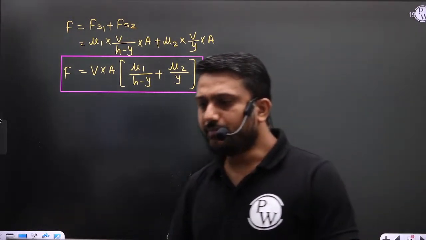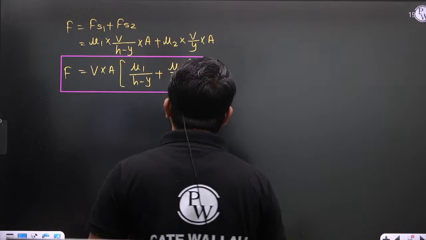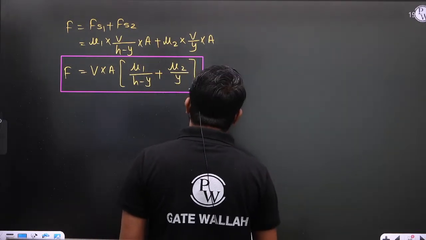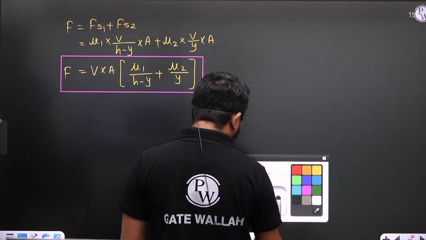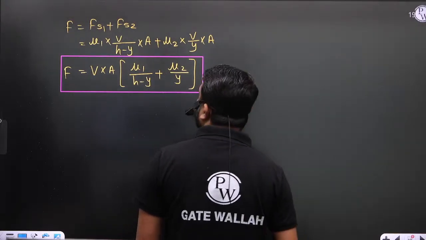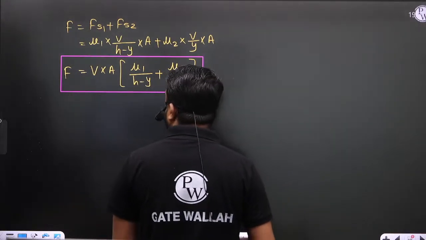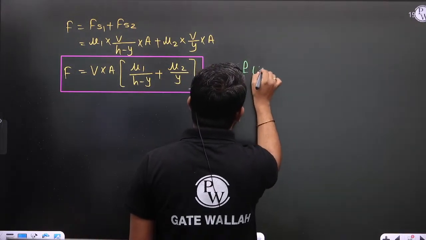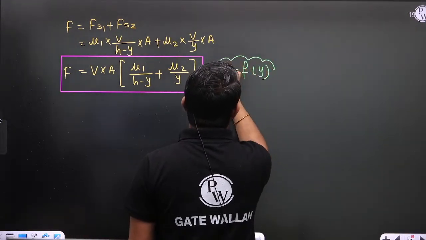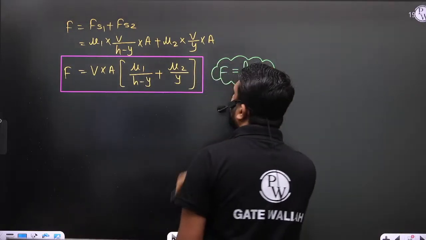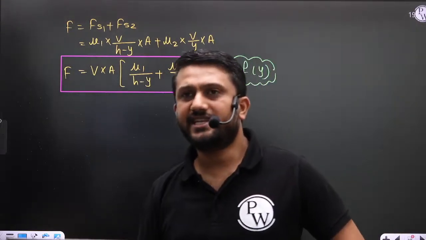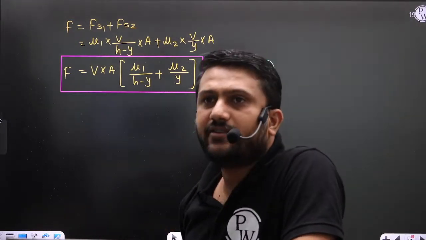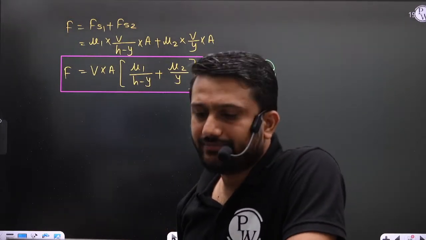Now, if you look at this mathematical expression, it is very clear now. The force required to pull the plate with constant velocity v is a function of y. It is clear now. Tell me. The force F which is required to pull the thin plate is a function of y now. Tell me.